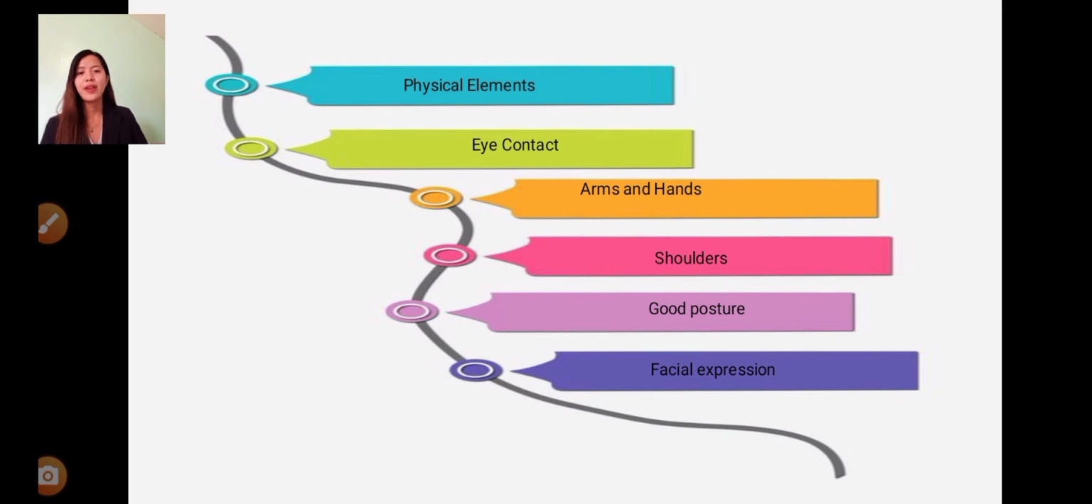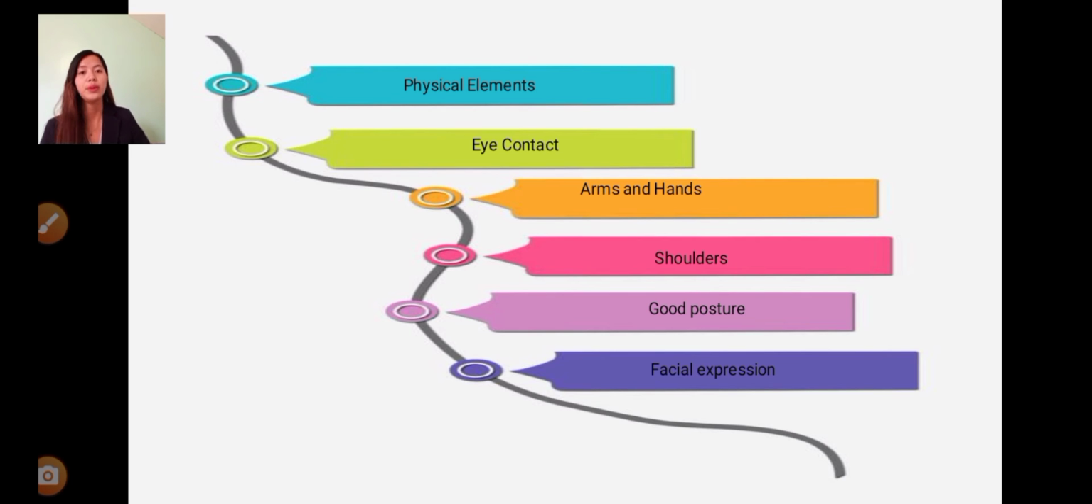Facial expression. The facial expression is also an important physical element. This is how the speaker creates emotion on his face, like to express happiness, anger, sadness, empathy. It is important that in speech delivery there should also be a facial expression that will signal to the audience that you are really sincere with what you are saying. So that is the end of the physical elements.